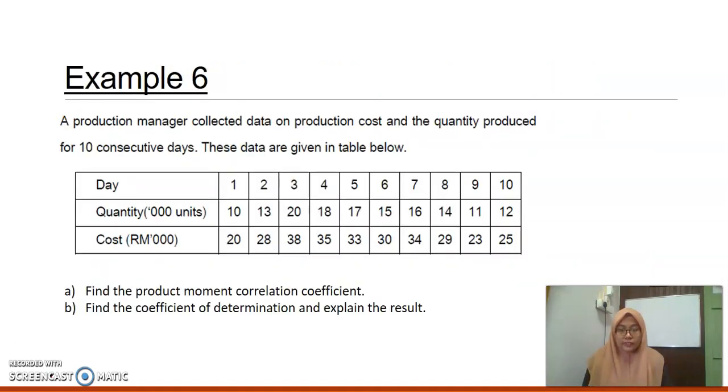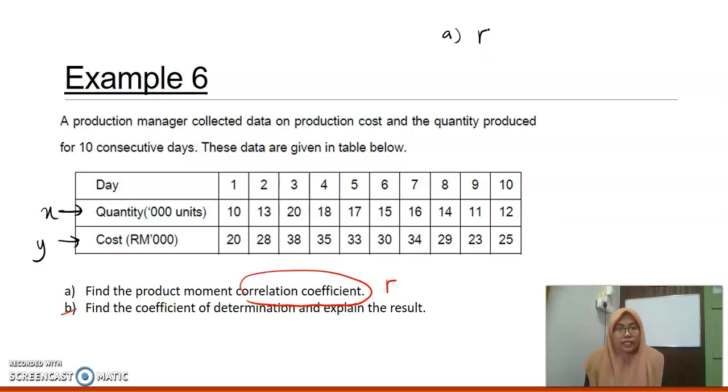Let's try this example. Actually, this is the same example from the previous video. Question A, find the product moment correlation coefficient. So what is the product moment correlation coefficient? It is the value of R. And from the value of R, question B, find the coefficient of determination and explain the result. So this is our dependent variable X, this is our independent variable Y. For question A, you must find the correlation coefficient R.